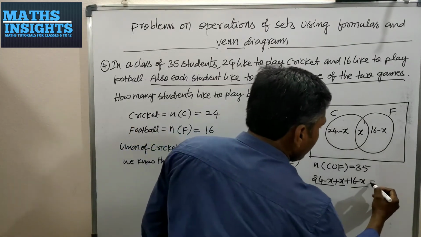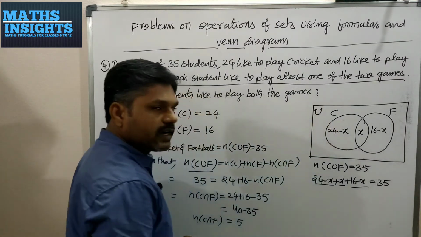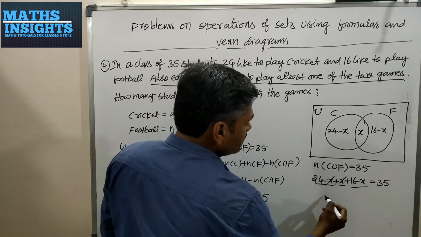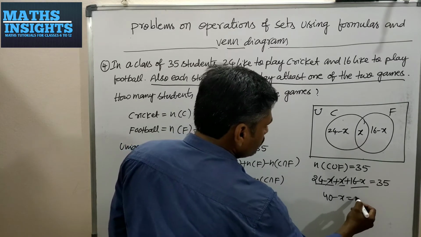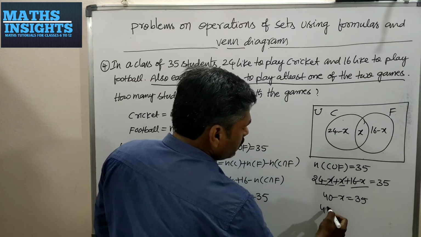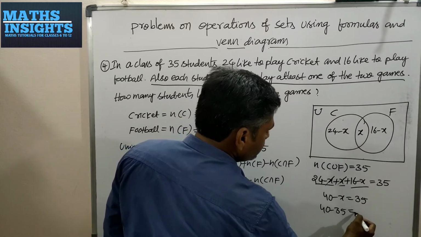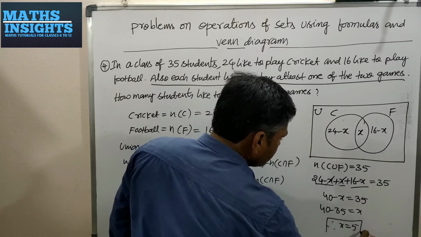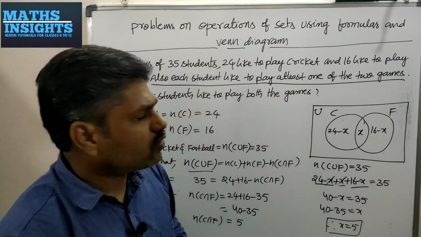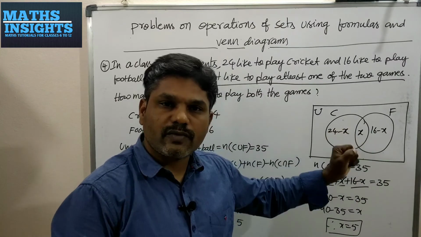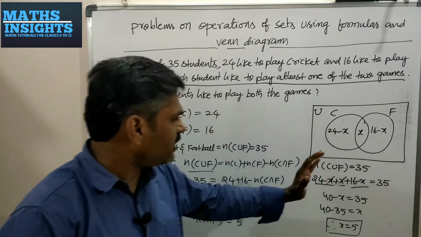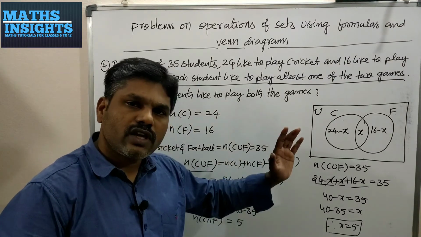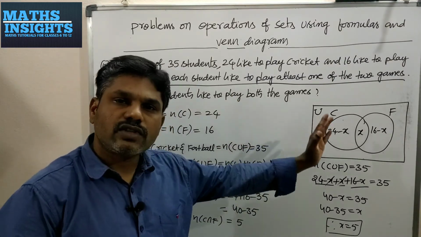So if you add those, you will get 35, and X cancels. 24 plus 16, 40, minus X equals 35. Therefore 40 minus 35 equals X. Therefore X equals 5. What is X here? The number of players who are playing both games. In this way, you may find the number of students playing both games by using the formula as well as using a Venn diagram.